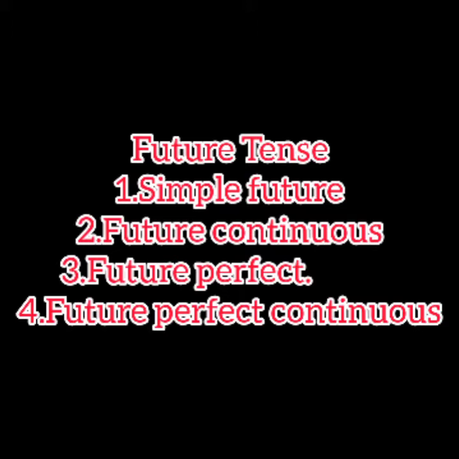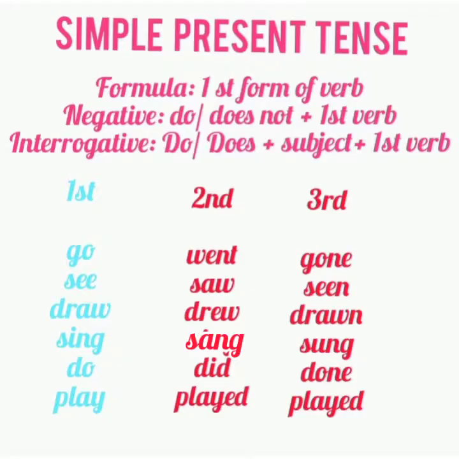So altogether we have 12 subkinds of the three tenses. But now we are going to learn about simple present tense. Now let's come to our real topic, that is simple present tense.